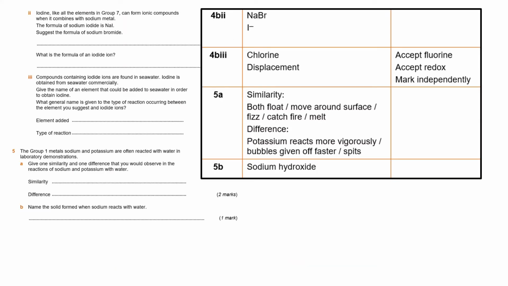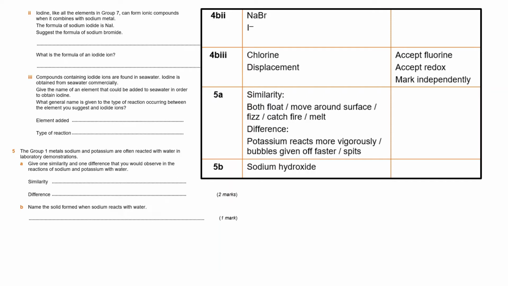Alright, so the answer is sodium bromide, NaBr, and I minus is chlorine, and its displacement, except fluorine, except redox, marked independently. And the similarity is that both will move or float around the surface, fizz, catch fire, melt. The difference is that potassium will react more vigorously, bubbles given off faster, or it will start spitting. And 5B is sodium hydroxide.